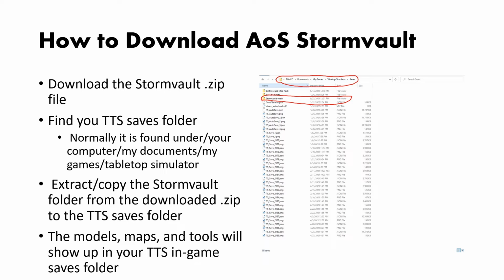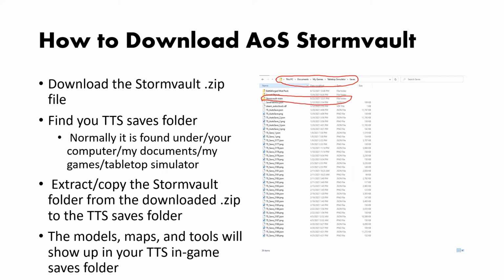So how do you download and install Age of Sigmar Stormvault? On the GitHub website, there is a zip file that you can download. And what you do then is you have to find your Tabletop Simulator saves folder. In the picture, I have shown where mine is located. It is normally found in the My PC or My Computer, then My Documents, then My Games, and then Tabletop Simulator. You should see a Saves folder.